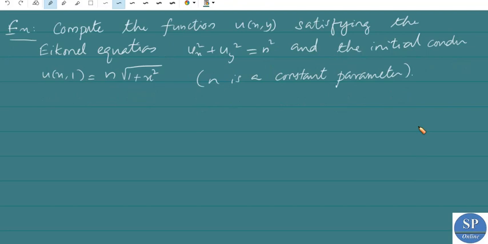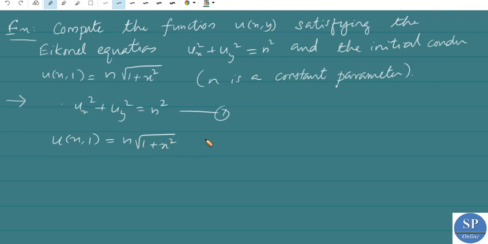Compute the function u of x, y satisfying the Eikonal equation ux square plus uy square equal to n square, and the initial condition u of x comma 1 equal to n into square root of 1 plus x square, where n is a constant parameter. So here we have the Eikonal equation ux square plus uy square equal to n square, numbered as 1, and the initial condition is u of x, 1 equal to n into square root of 1 plus x square.